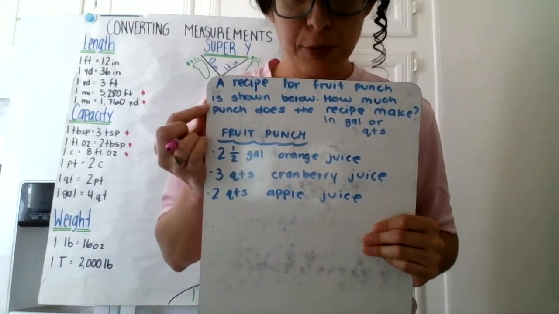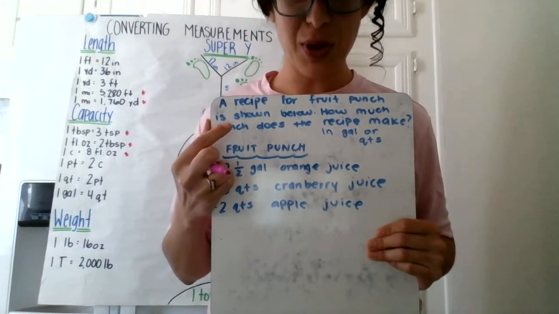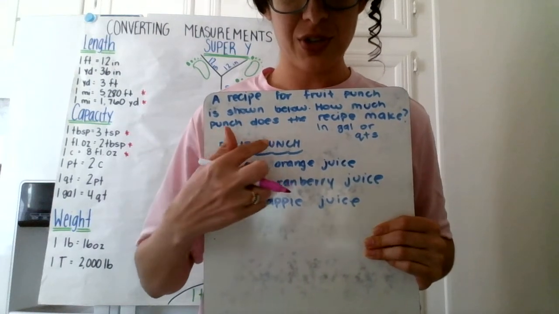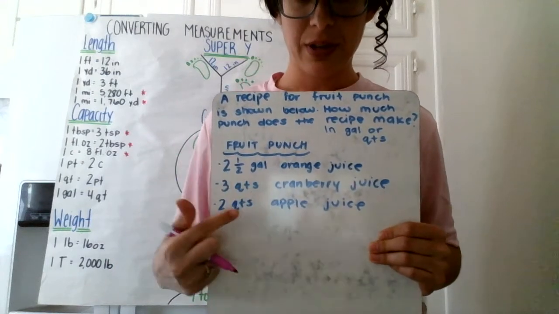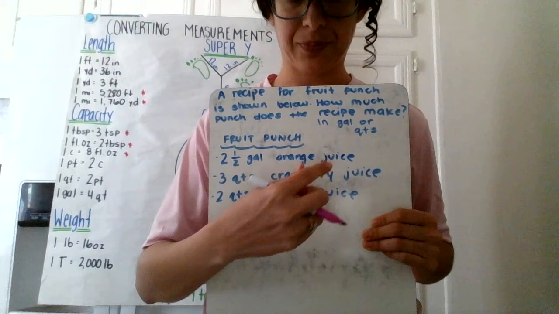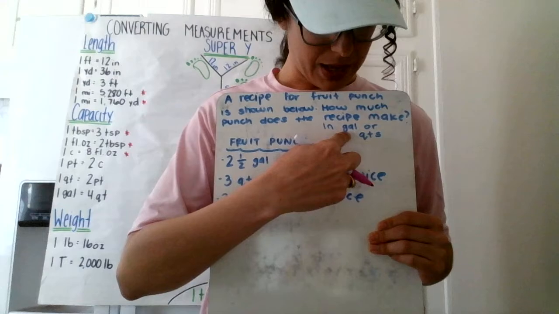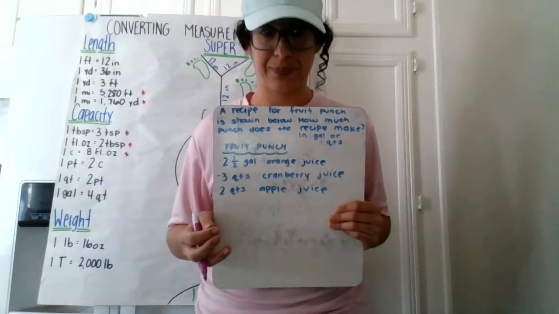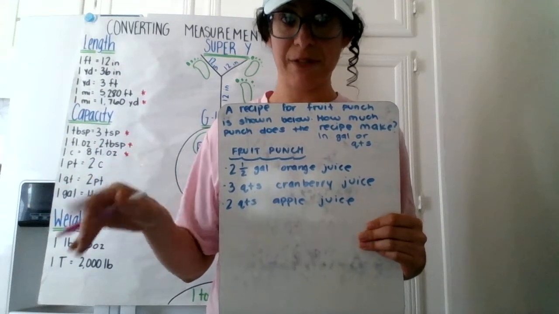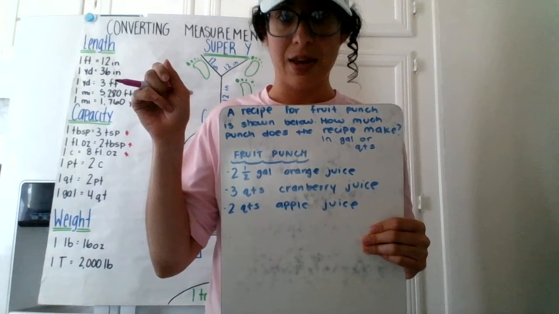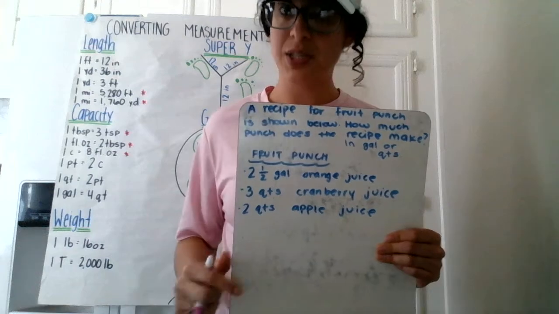A recipe for fruit punch is shown below. How much punch does the recipe make? Okay, so I'll need to figure out how much punch this is going to make. Now, in gallons or quarts, could be either one. Okay, but if the question asks you specifically on the quick check in quarts, you need to answer in quarts. If it says in gallons, you need to answer in gallons.